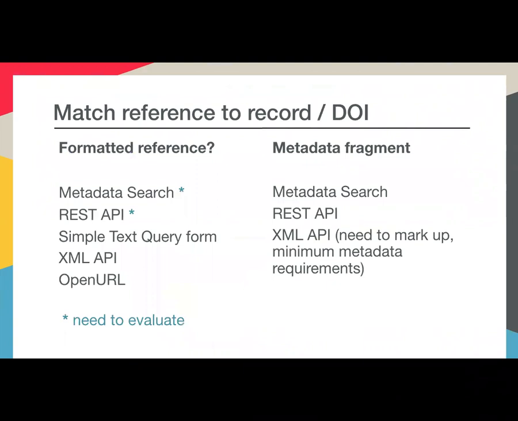Next step, I'll give you options for matching a formatted reference or bits of metadata to DOIs. You can look up a match with either a formatted reference or with fragments of metadata. The appropriate tool varies according to your needs. You may have formatted references that you need to populate automatically. The most appropriate tools for that are our simple text query form or our XML API currently, but always keep an eye on what we're doing because that may change.